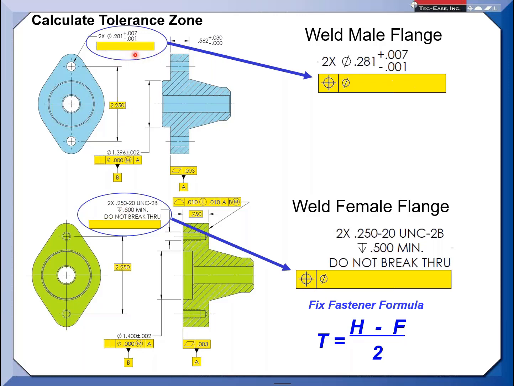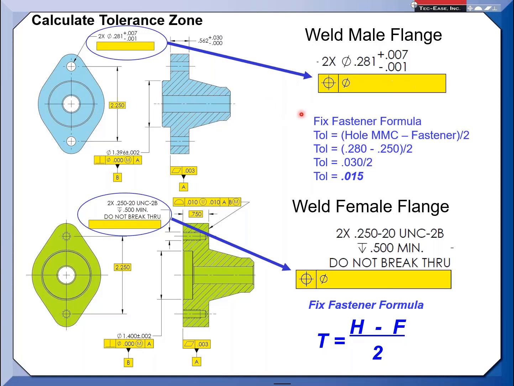Then we come up here for the hole. That's what we've got to populate for H up here. What is the hole? Remember, a hole at MMC, so the smallest hole in this case. And we're going to try to figure out what this value should be. So utilizing the fixed fastener formula, you take the hole at MMC size plus the fastener. Now I just put the word fastener here, but the standard says fastener MMC, but I said just use nominal.